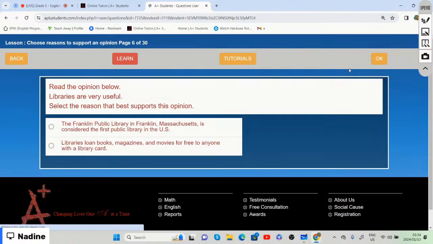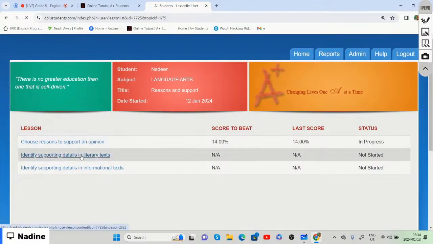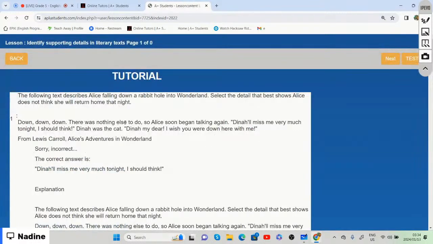That is correct. Usually people with money, all they do is wear sandals that look like cheap, simple sandals. All right, we're going to identify supporting details in a literary text.